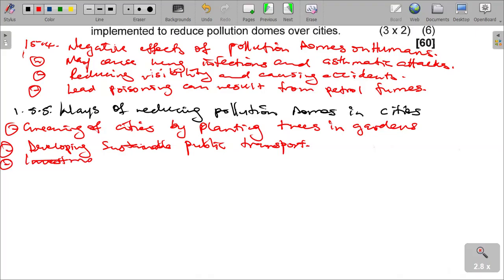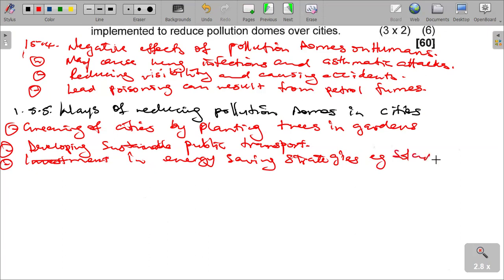Investment in energy saving strategies, e.g. solar panels. E.g. solar panels, they can be used as what? Environmentally friendly measures that reduce effects of what?